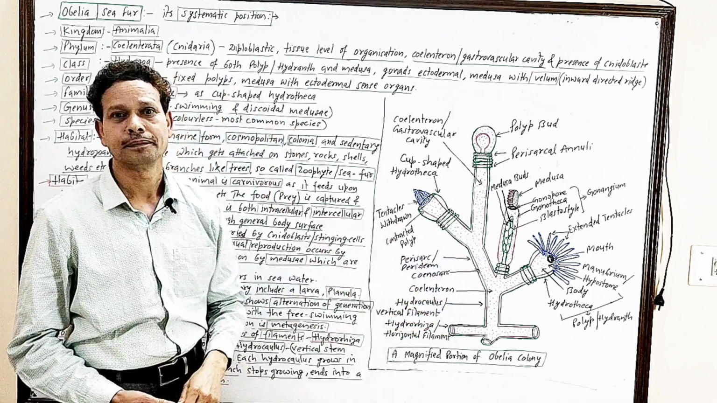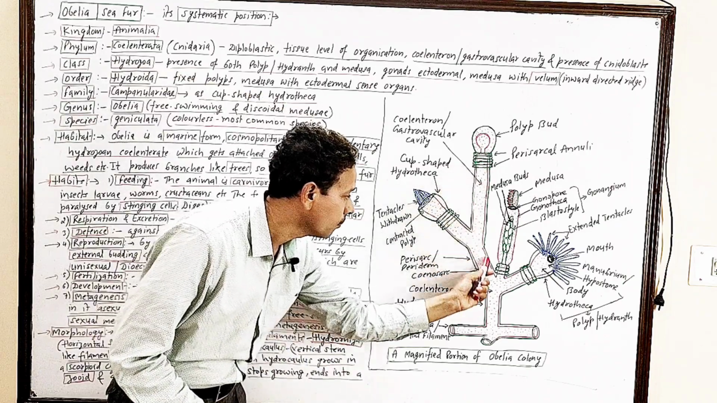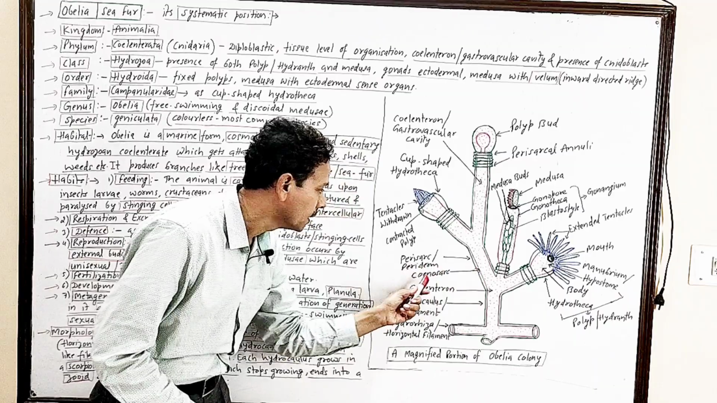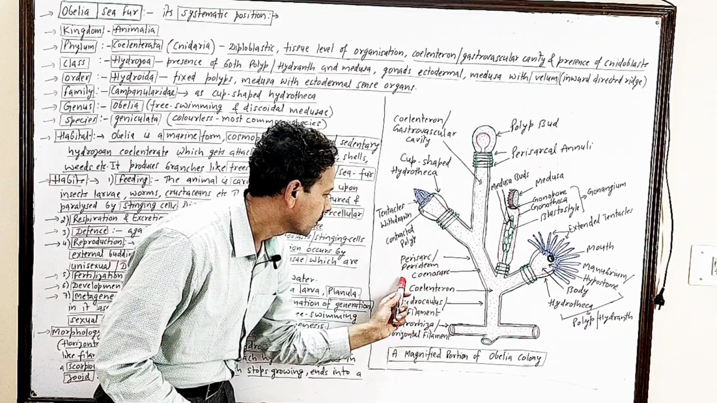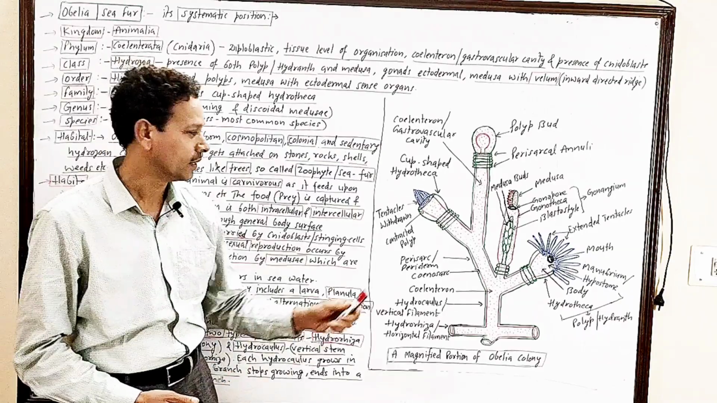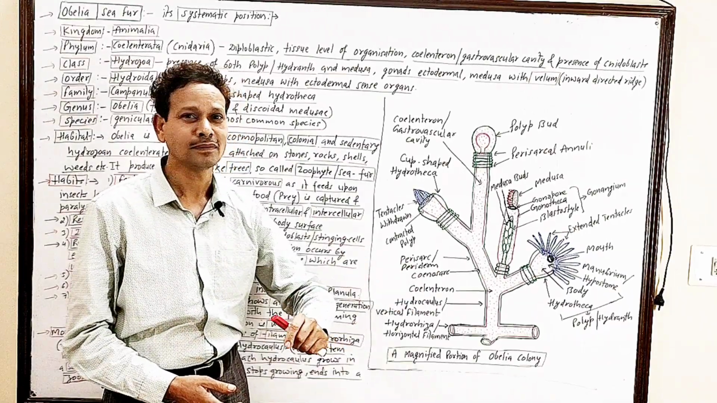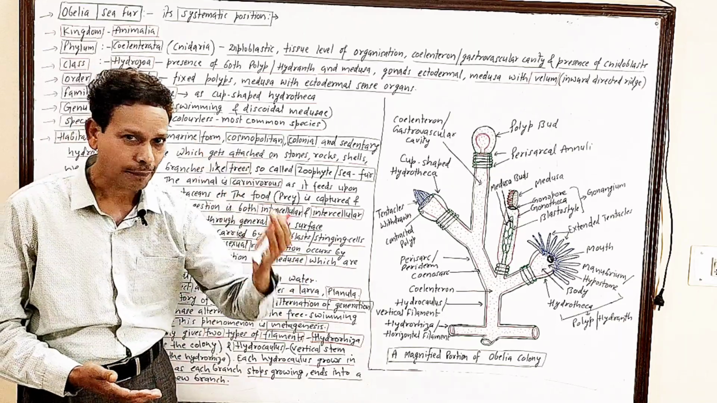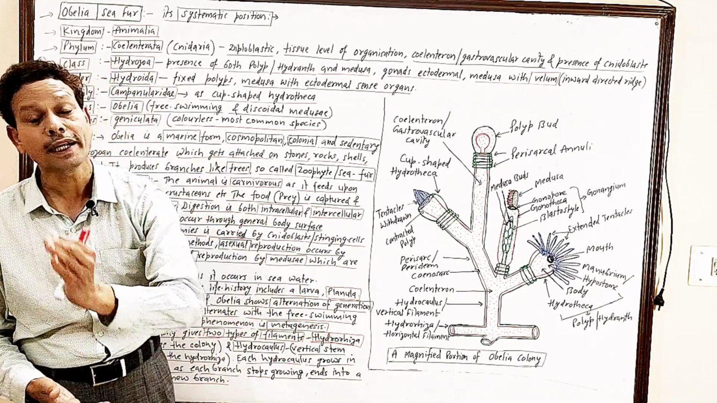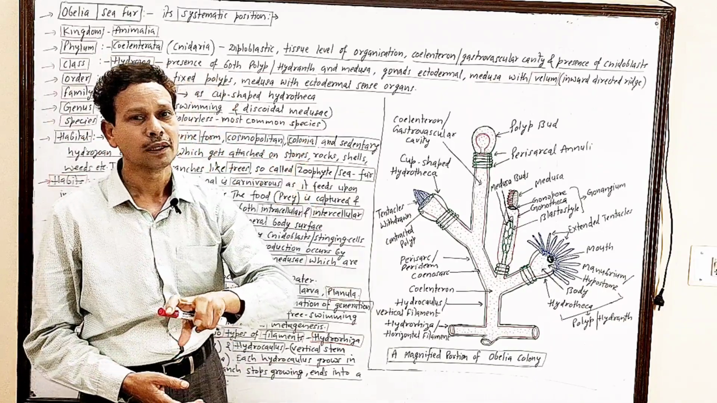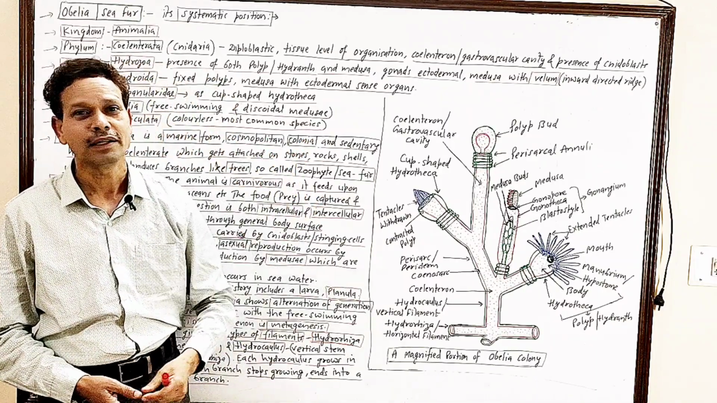coenosarc. Dear students, this entire body cavity is coelenteron, and its inner lining is coenosarc, and this coenosarc possesses outer epidermis and inner gastrodermis, and between epidermis and gastrodermis a non-cellular layer, that is mesoglea.